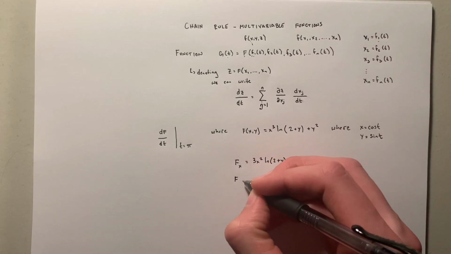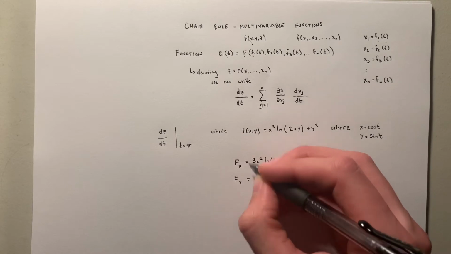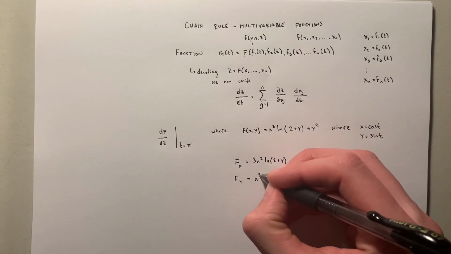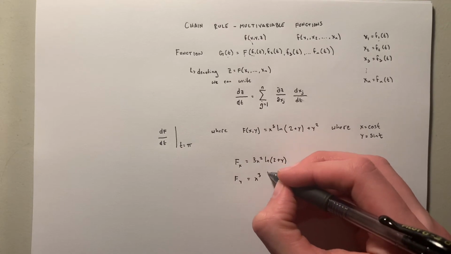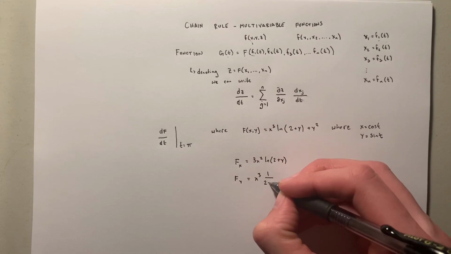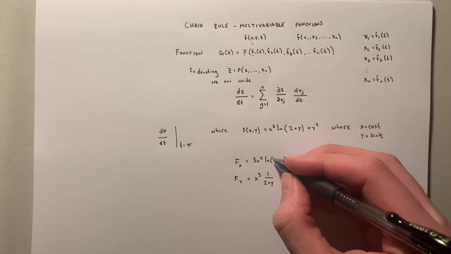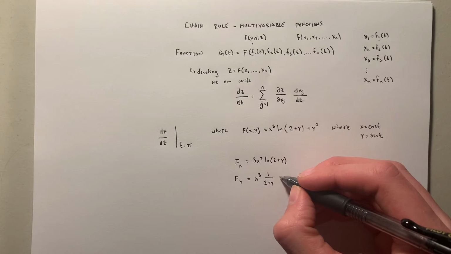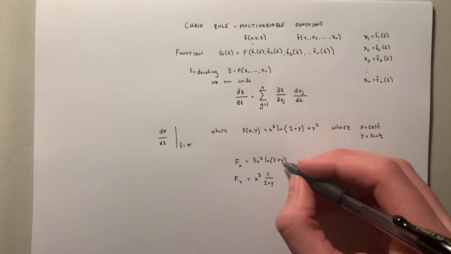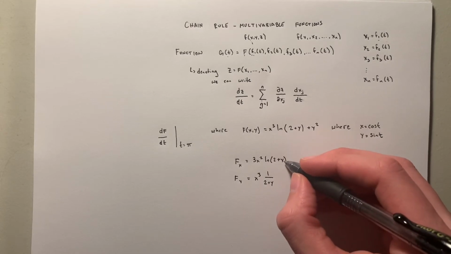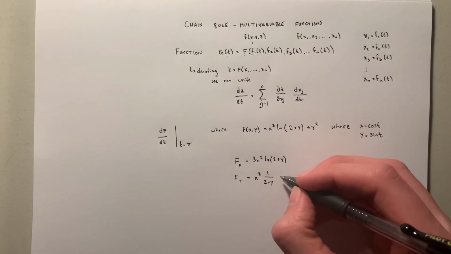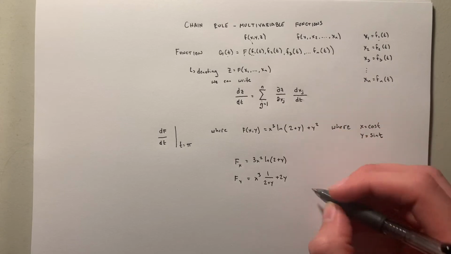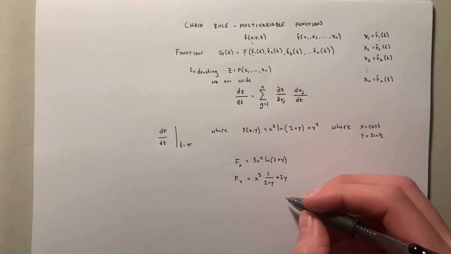And then here, the partial derivative of the function with respect to y, we're going to have x cubed, the constant, times 1 over 2 plus y, the derivative of ln, and then we have to multiply, of course, by the chain rule, which is just 1, so we don't have to write that, plus, and then we take the derivative of the last argument here, which is 2y. So now we have that.